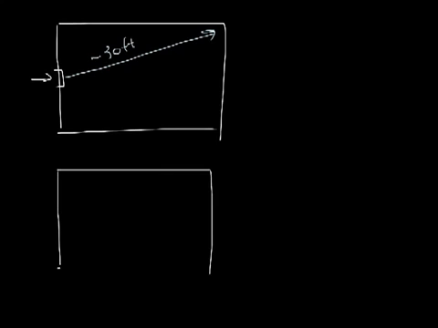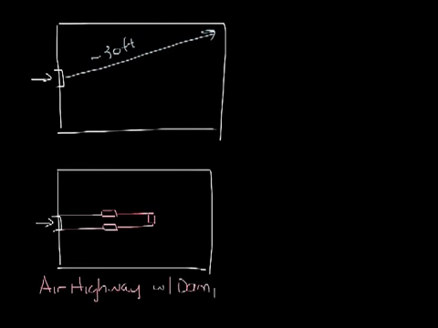What you often see are air highways in the plenum. Air highways are basically ductwork run in the plenum that have dampers to control the airflow to the plenum. It might look something like this. So from the damper to the farthest diffuser is now only 30 feet.